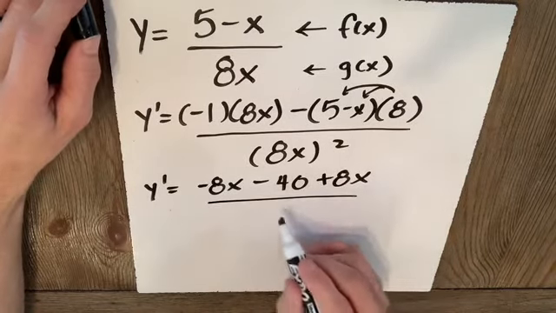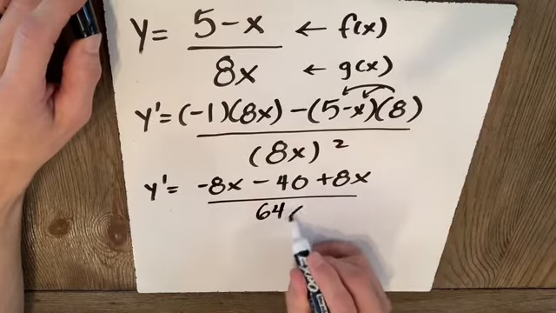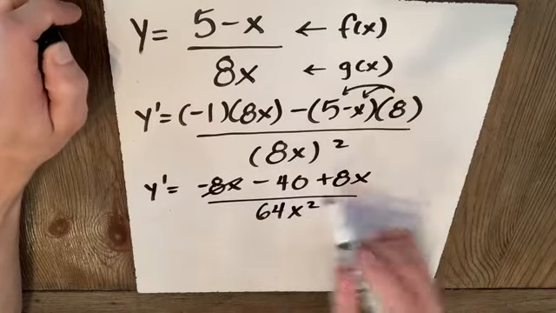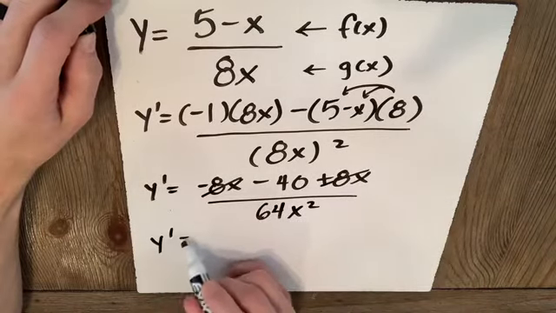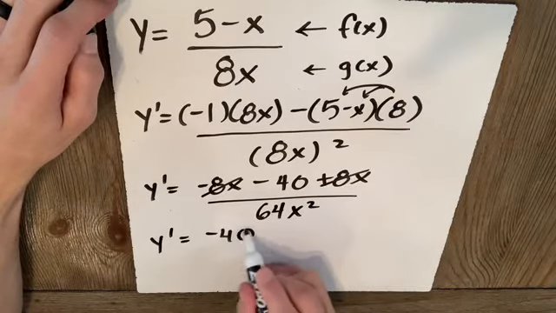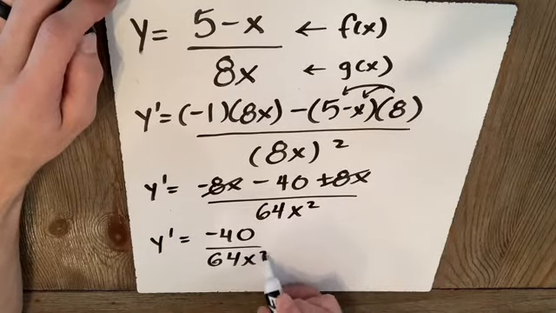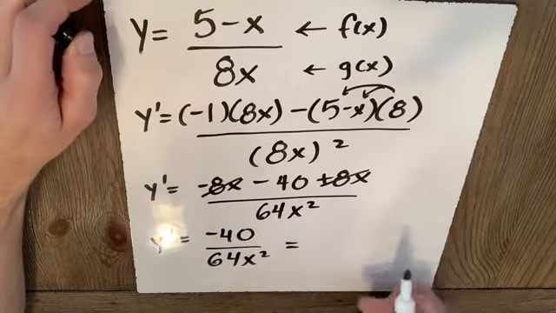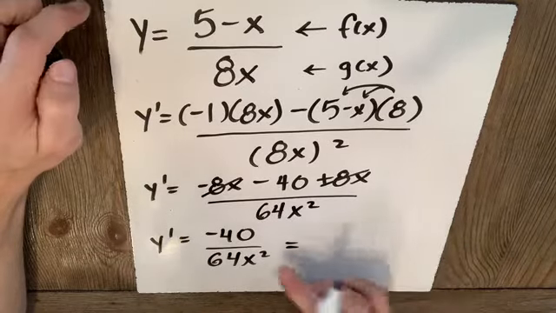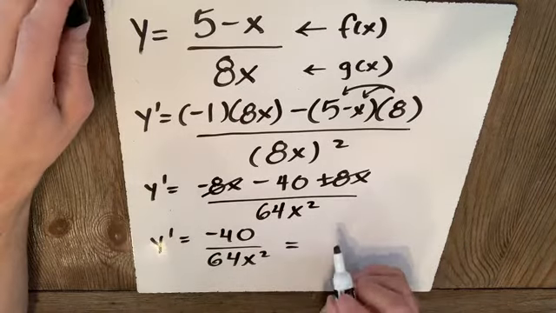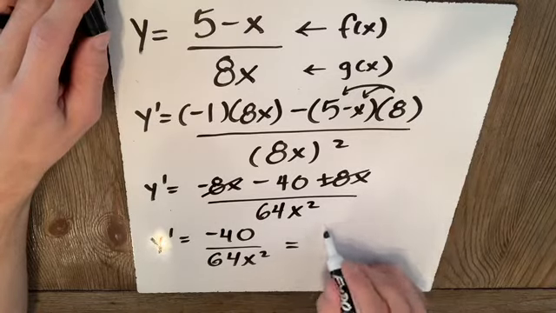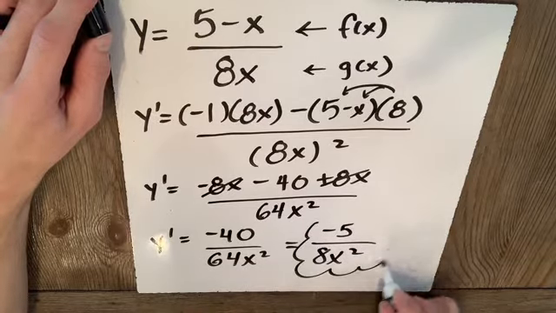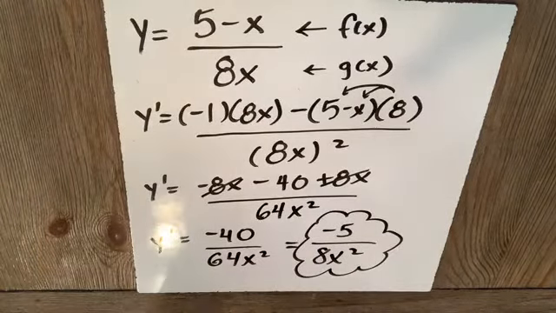And my denominator will be 8 times 8 is 64, x times x is x squared. So if I clean this up a little bit, we can see that the 8x cancels with the 8x. So our y prime will be negative 40 over 64x squared. These are both even numbers, so I can divide them both by 8. I was going to say that I can divide them by 2, but I'm going to get more greedy. 8 goes into 40, negative 5 times. 8 goes into 64, 8 times. So here is my derivative and our first example of the quotient rule.